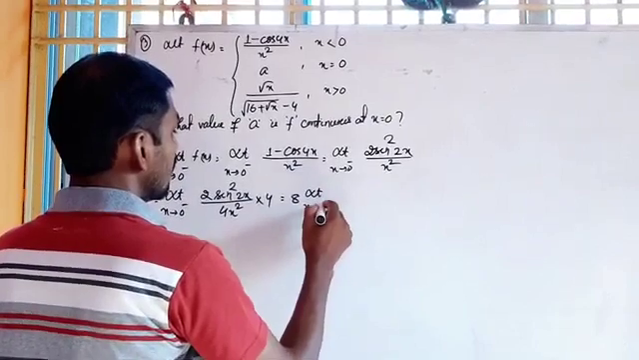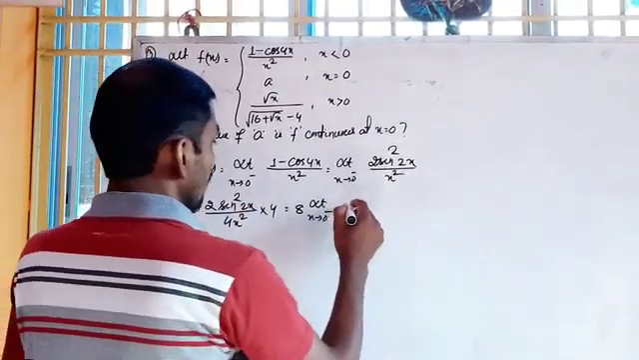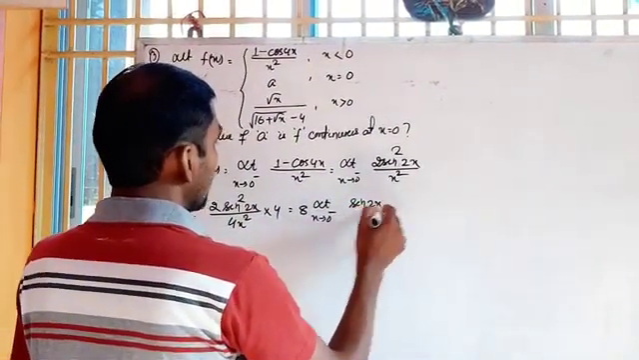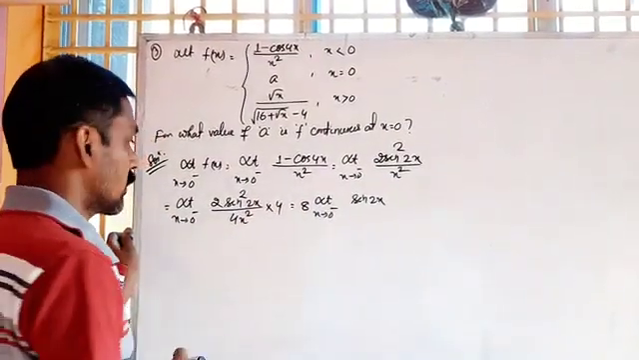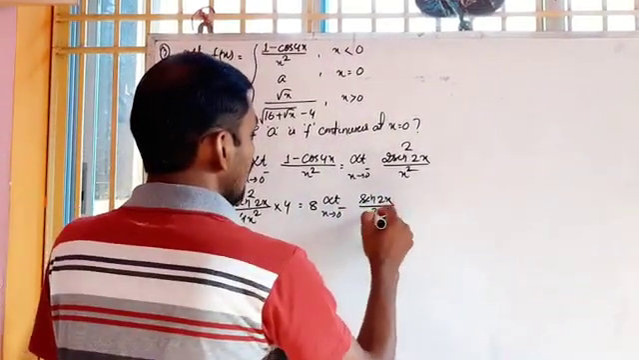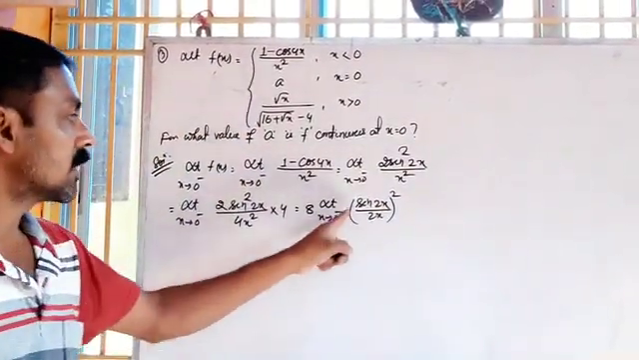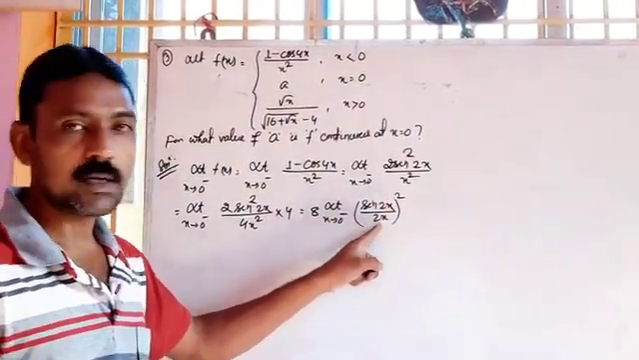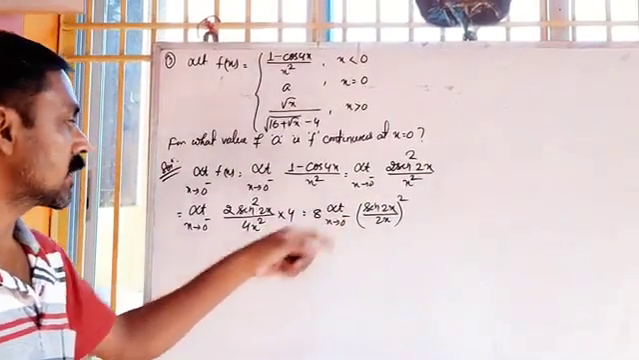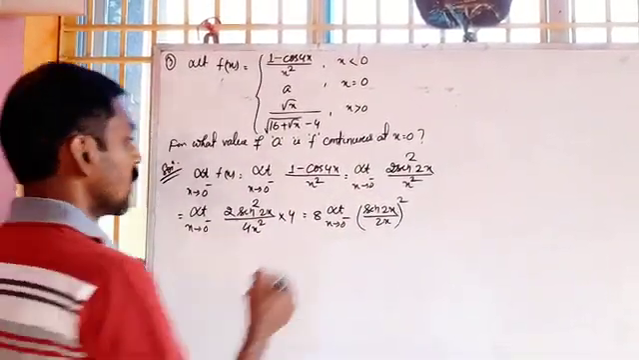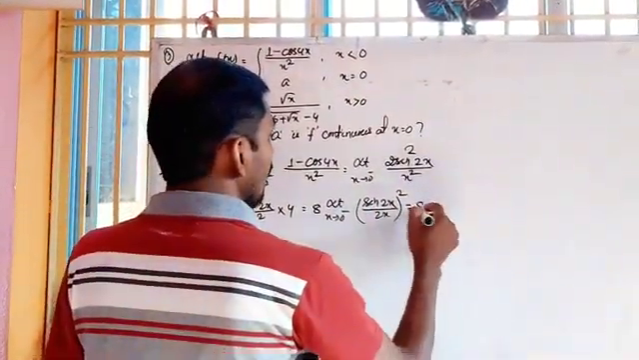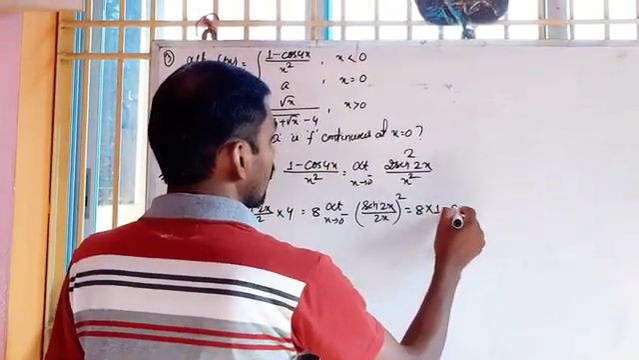Limit x tends to 0 minus. Now you can write it as sin 2x whole square, since sin square 2x is sin 2x whole square, and 4x square is 2x whole square. So now you can write it because this is in the form of sin theta by theta. Theta tends to 0. X tends to 0 means theta also tends to 0. So this value is 1. 8 into 1 equal to 8.